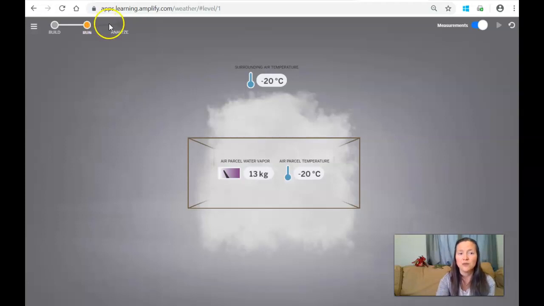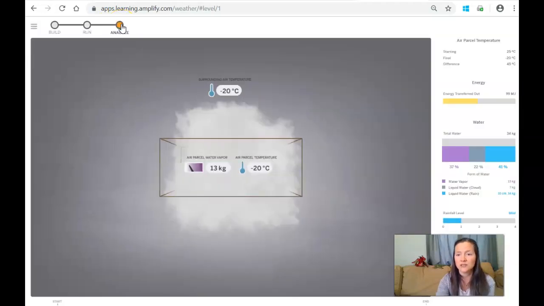All right, let's see what this analyze function does. Over here, I see the information about the starting temperature, the final temperature, the difference in temperature. I see that some energy transferred out, and that's measured right here.